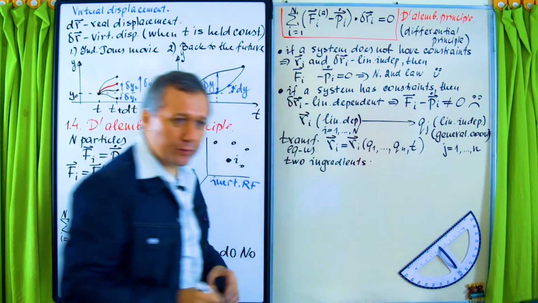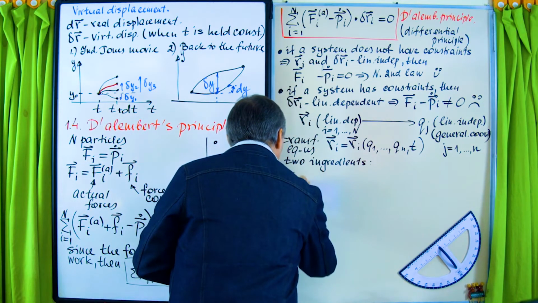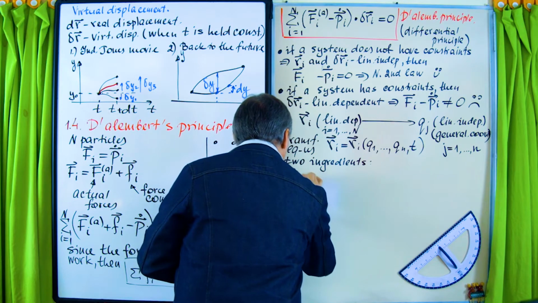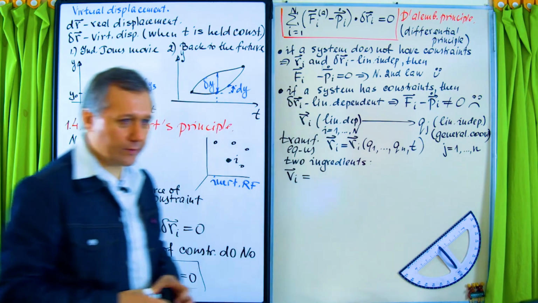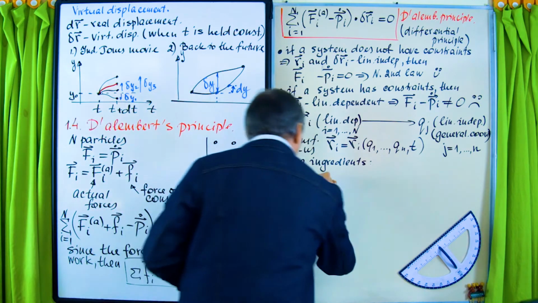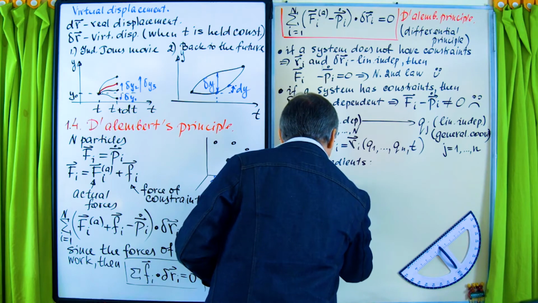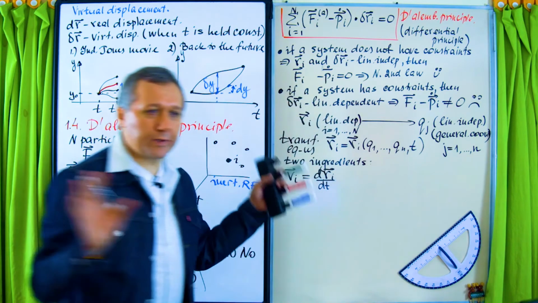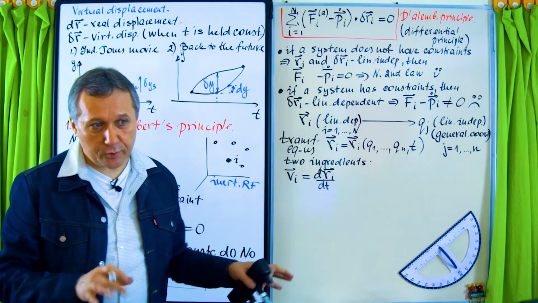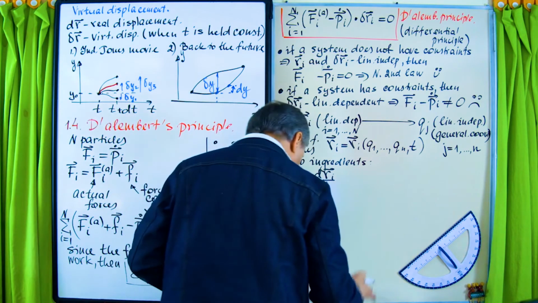And then, of course, we will use in the process of transformation. So first, let me write velocity in Cartesian coordinates. It's basically dr_i over dt. For now, I just want to prepare these two ingredients, but of course later on we will use them whenever it's needed.